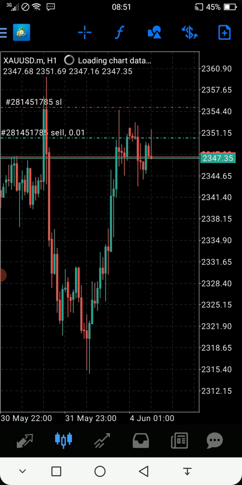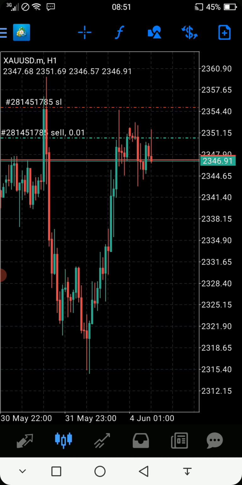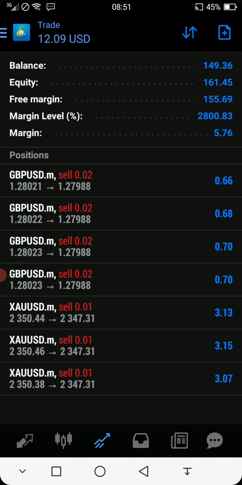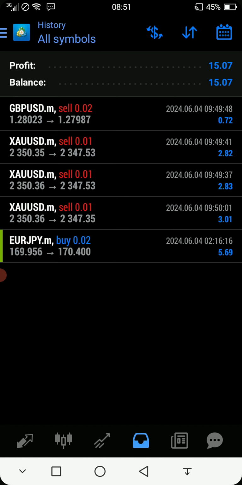That is what we got on gold, guys. As you can see, that is what we got on gold now. So we can still hold this trade until we hit TP. Currently we are at 161 US dollar. As you can see, guys, we are floating 161 US dollar. So far we already made 15 US dollar that we closed.